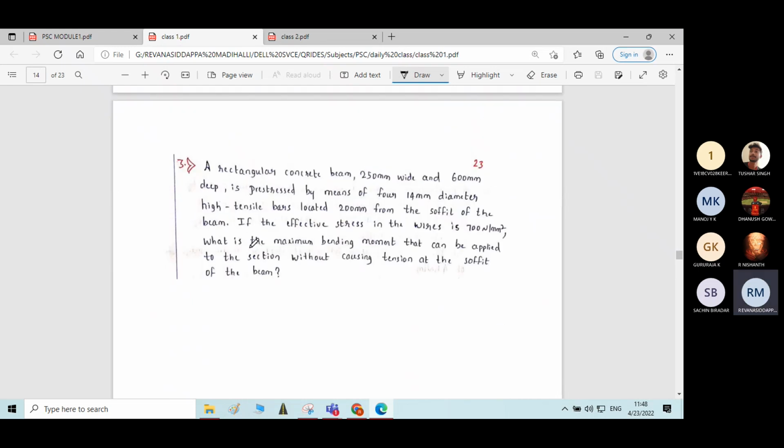Third problem. Okay. Please go through the problem. A rectangular concrete beam 250 mm wide and 600 mm deep, the sectional dimensions are given, is prestressed by means of four 14 mm diameter high tensile bars located 200 mm from soffit of the beam. Okay, the bar details are tendon details and their location details is given. If the effective stress in the wires is 700 Newton per mm square, what is the maximum bending moment that can be applied to the section without causing the tension at the soffit of the beam?